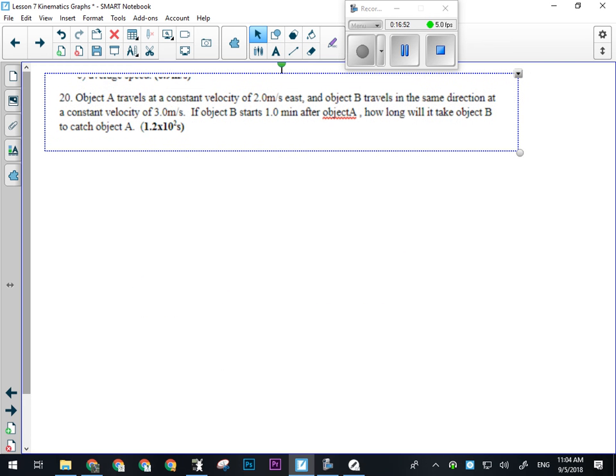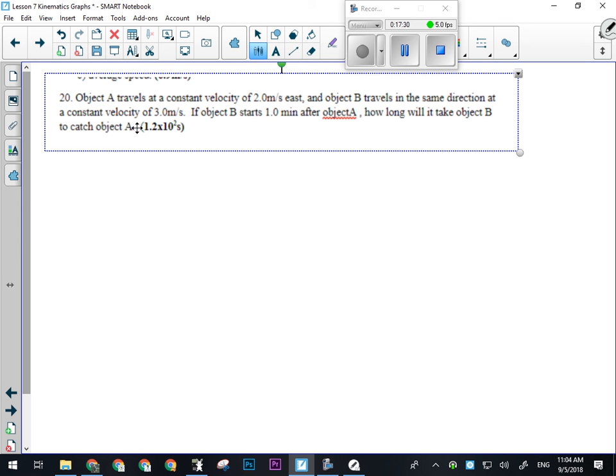All right. So what we have to think about here, guys, is one of the objects is going 1 meter per second faster than the other. That means that once they get moving, object B will gain 1 meter on object A every second. Agreed? Okay, because it's going 3 and object A is going 2 meters per second. So every second, object B is going to gain 1 meter on the first object. But the first object gets a 1 minute head start. So all I have to do is figure out how far it'll go in the first minute. That's how far it'll get ahead.